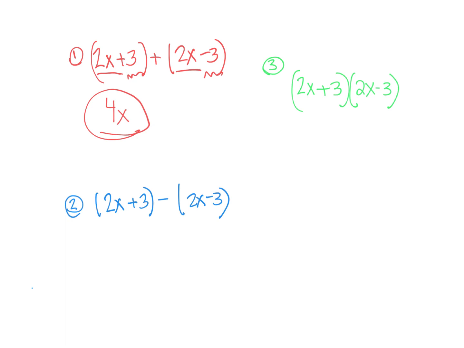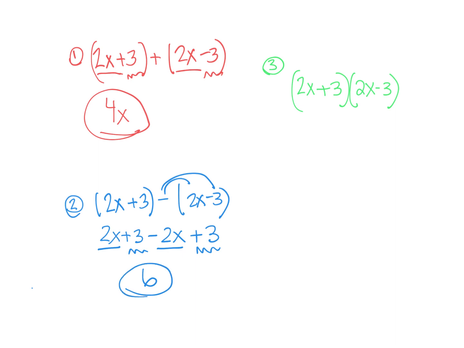Our next one here was a subtraction one, 2x plus 3. And then I'm going to have to do that distributive property there of that negative sign. This would be a negative 2x and a positive 3. So the positive 2x and the negative 2x are going to cancel out. And then I'm going to be left with 3 plus 3, which will give me a 6.